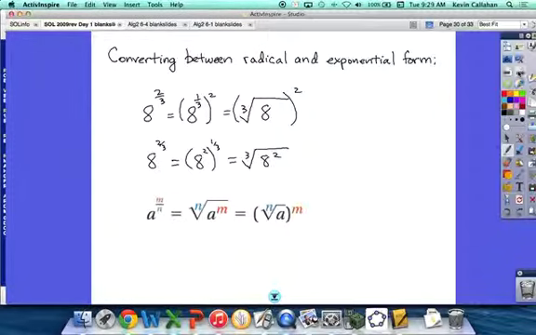Or you could put that power inside or you could put it outside. It doesn't make any difference to the problem. That's what this is showing right here. So that's the pattern. Remember, the index is the denominator. The power is the numerator.